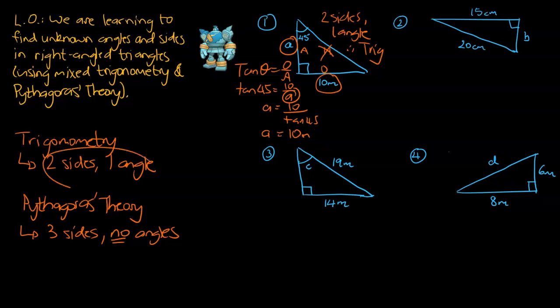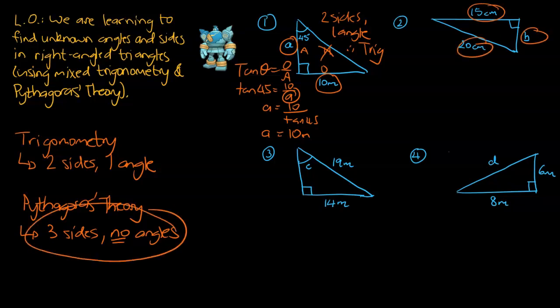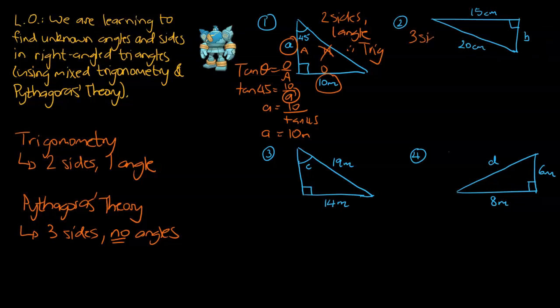We need to investigate the sides and the angles to figure out what rule we're looking at. The first thing I've noticed is we don't have any given angles inside that, so it's suggesting no angles, and we're dealing with one, two, three sides. So three sides, no angles, this is going to be a Pythagoras' theory question. I'm just going to write PT, short for Pythagoras' theory.